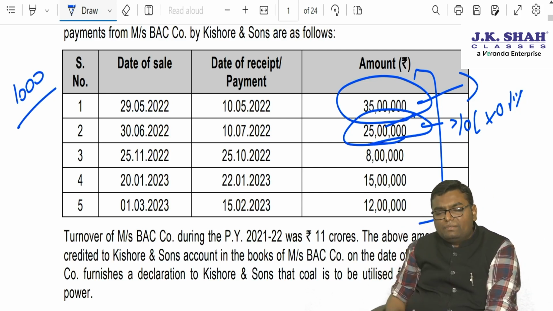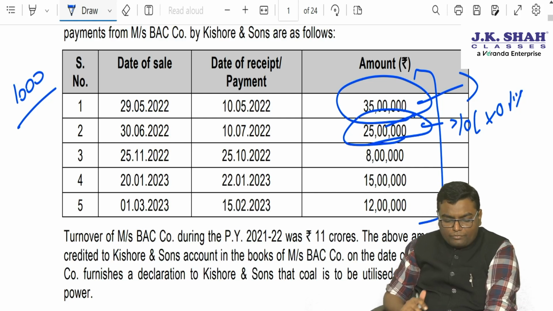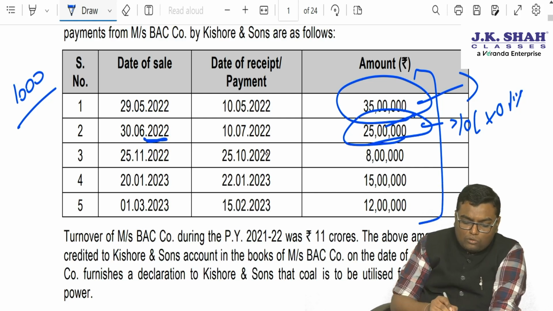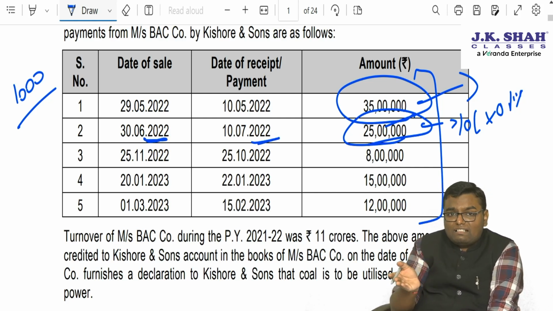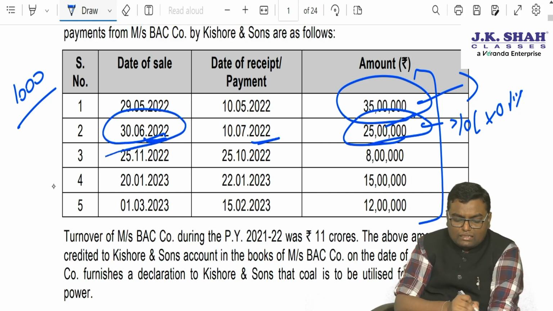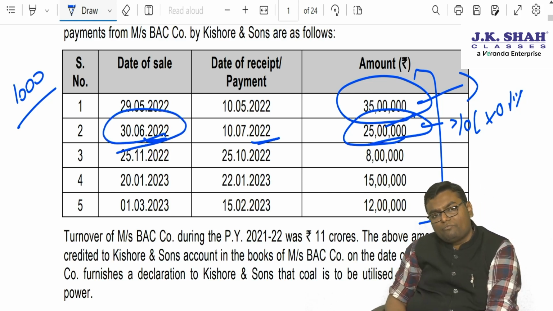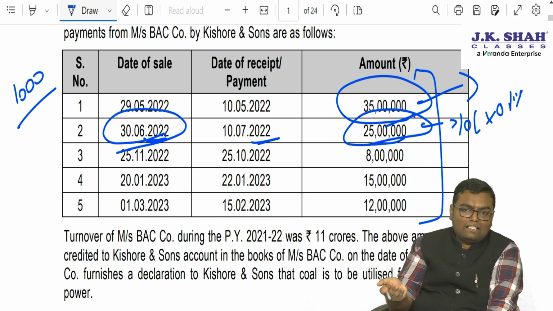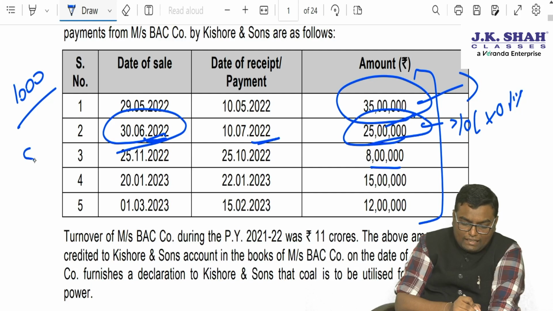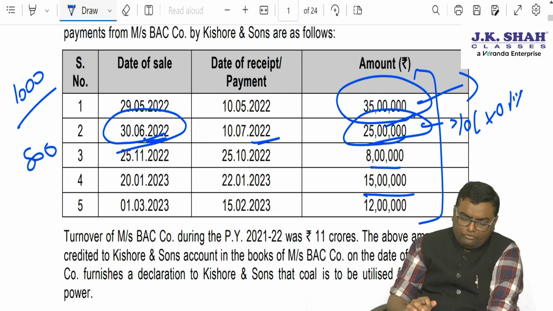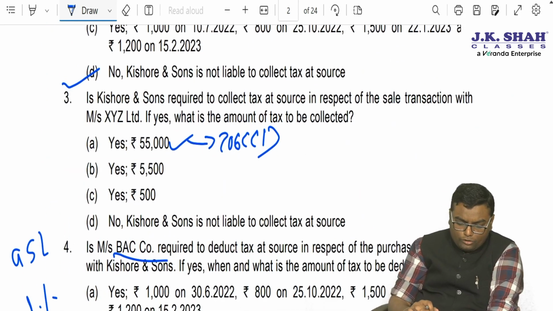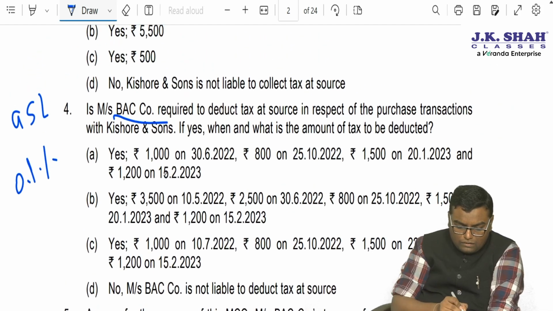Now, when TDS will be deducted under section 194Q, it will be the date of credit in the books or payment, whichever is earlier. Here, what is earlier? 30th June 2022. Now, from the next transaction, compulsory 0.1% TDS will apply. So, on this 8 lakh, 800, on this 15 lakh, 1500, and like that, it will continue. So, my answer, 1,000 rupees, yes.